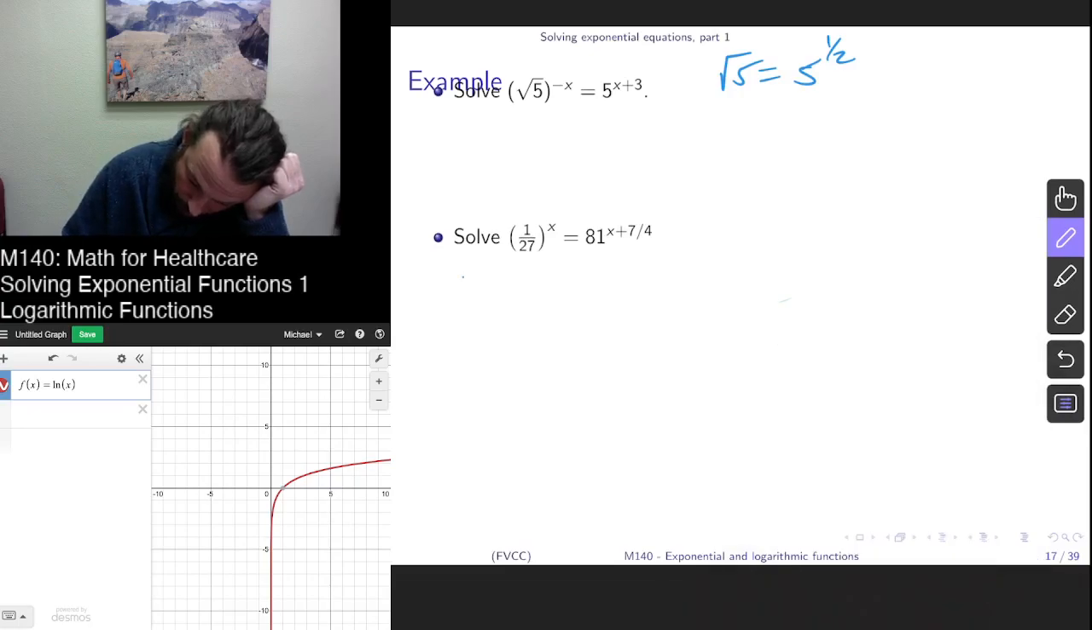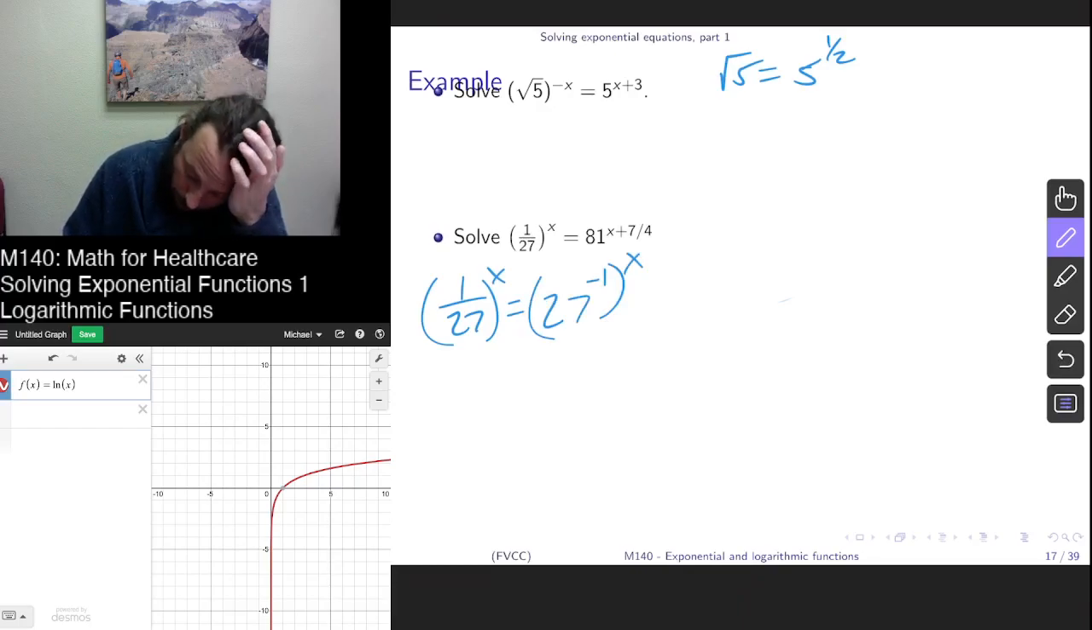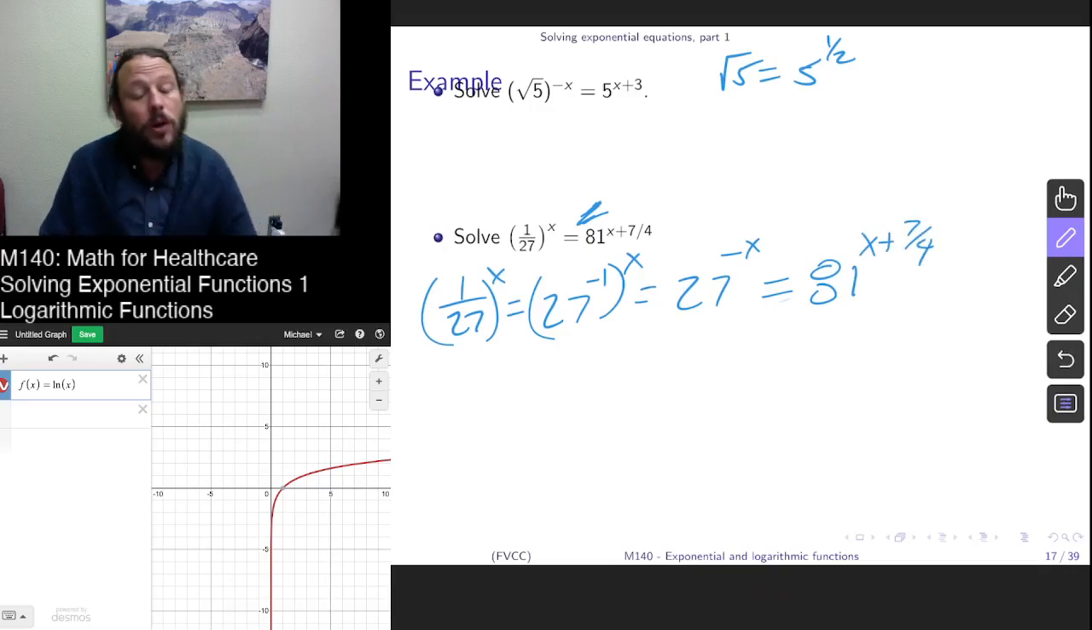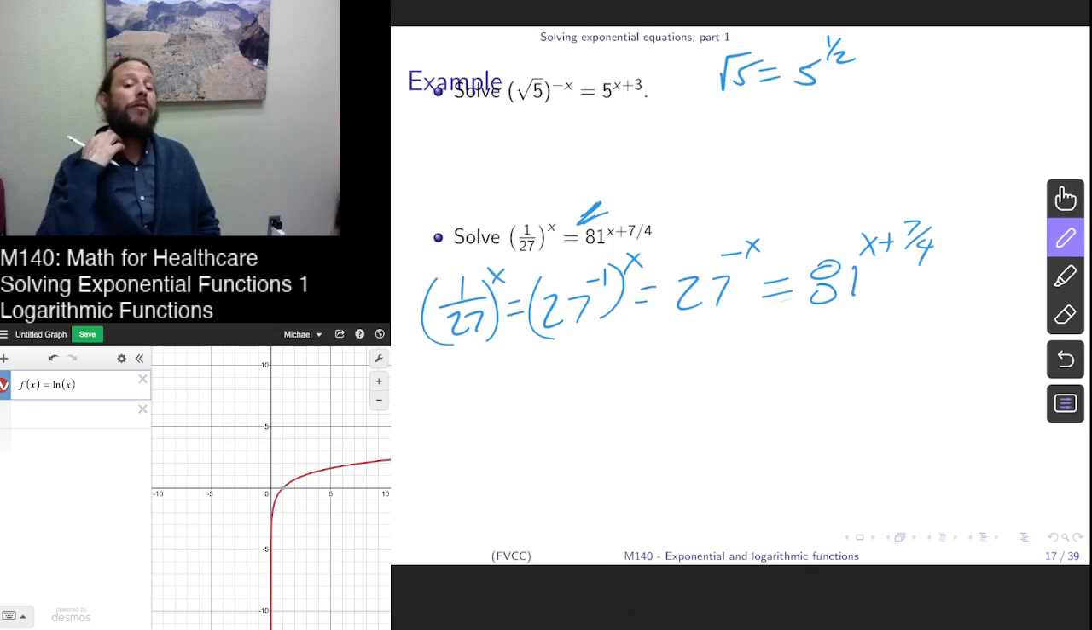So 1 over 27 all raised to the x. What's 1 over 27? That's equal to 27 to the negative 1 all raised to the x. And we could rewrite this as 27 to the negative x. Okay, and this is equal to, using this equation here, this must be equal to 81 to the x plus 7/4.